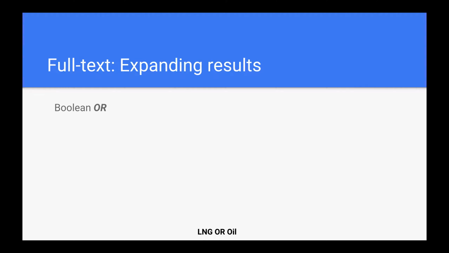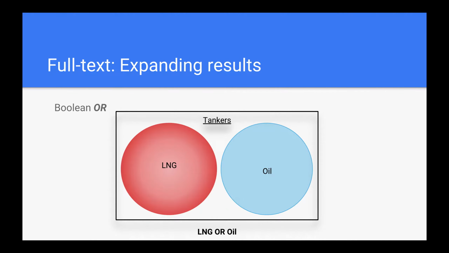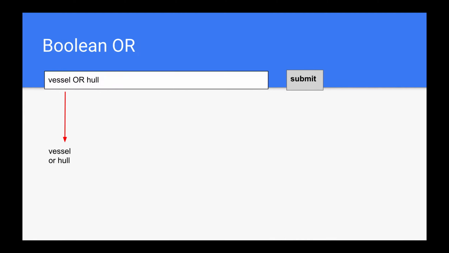Introducing the Boolean OR. When two terms are logically joined with this operator, it includes all documents having one term and all documents containing the other, including those documents containing both. In this case, any item that contains LNG or oil will be included in your search results. A good use of the OR is to include synonyms or closely related words to your original search term. For instance, a document might mention hull length instead of vessel length.